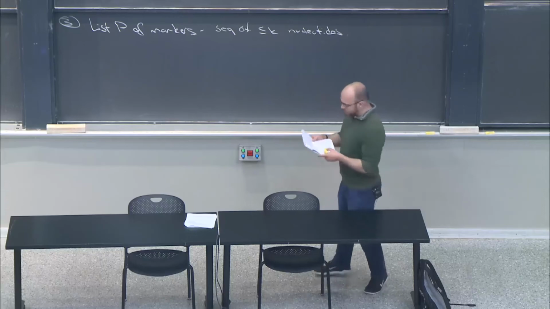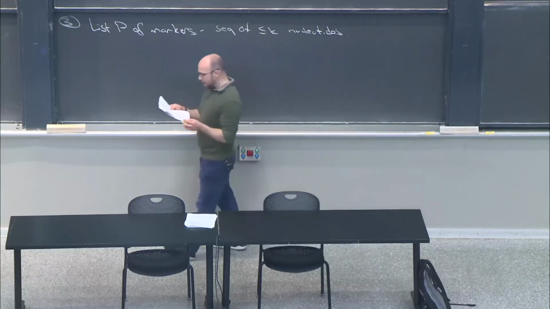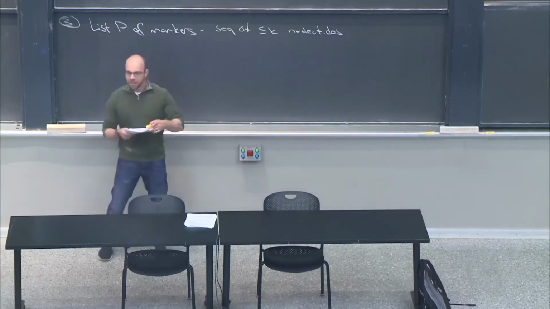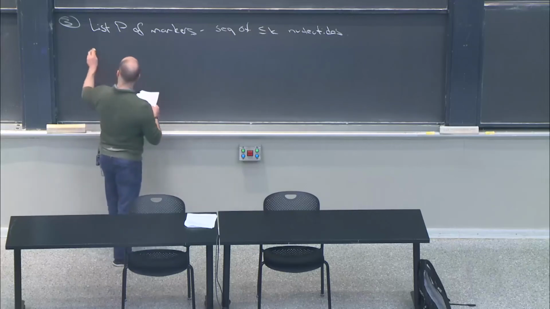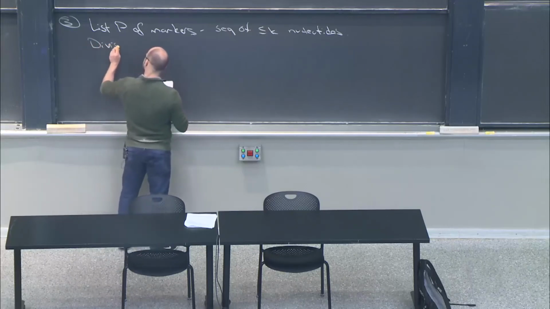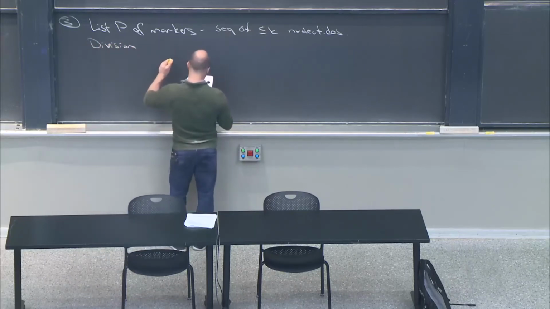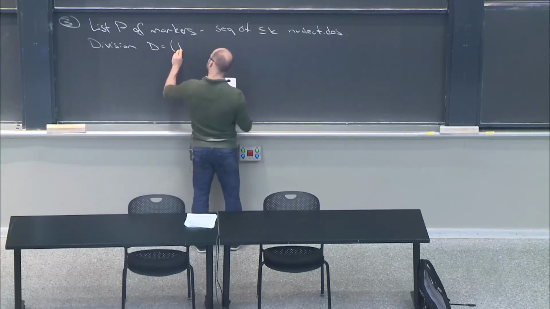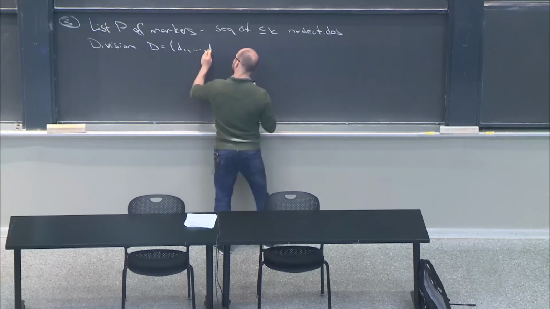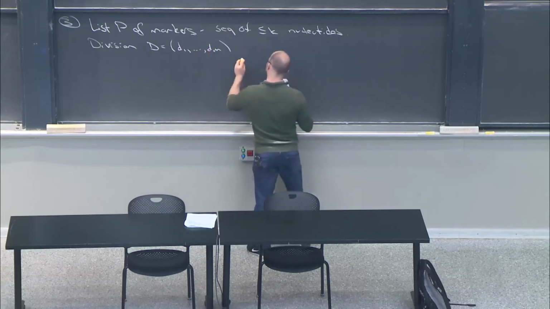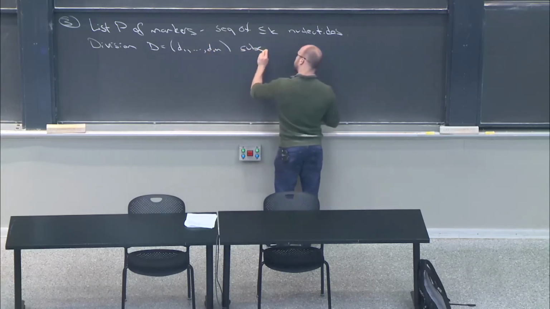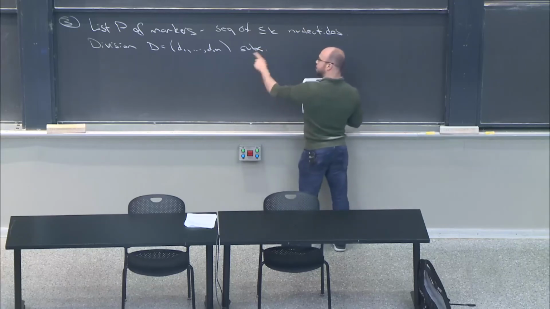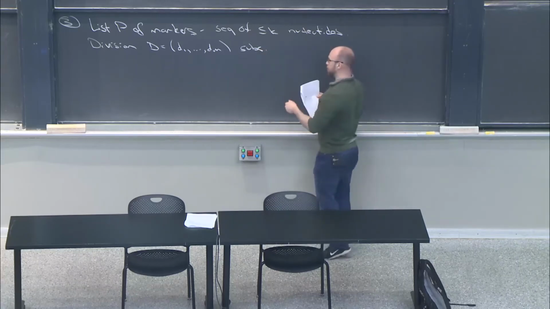OK, so what are we going to do? Well, we have a string, and then we're going to make a division. So we'll call our string S, and our division D, which kind of looks like D1 to DM, which are substrings that concatenate to make the full guy.